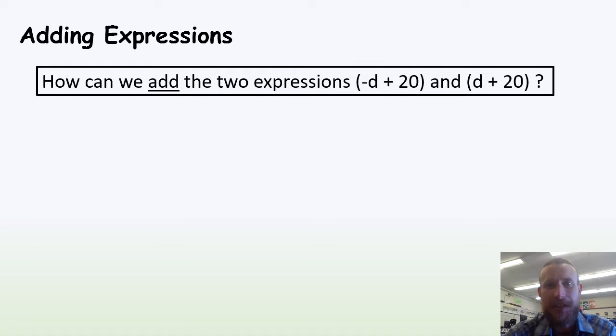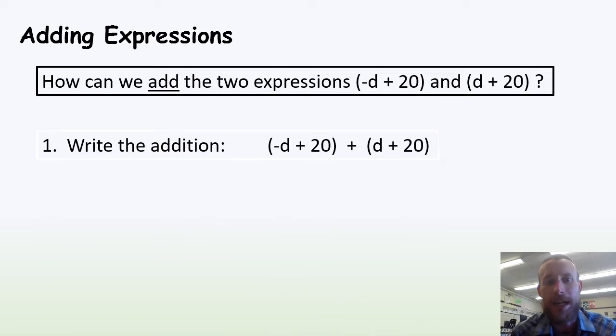Today we talked about adding 2 expressions in our journals. This was our first warm-up problem, and we're just looking at how to add the expressions negative d plus 20 to d plus 20. So there's a few steps that we do when we're adding expressions. The first is we're going to go ahead and write it as an addition. So we have our first quantity on the left and added to the second quantity.